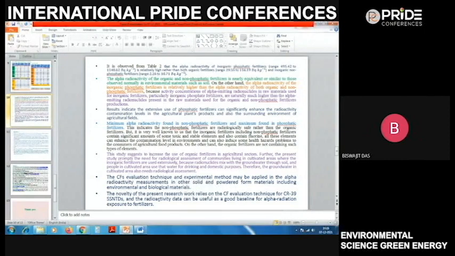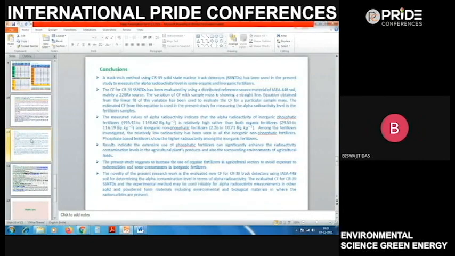The novelty of the present research work relies on the calibration factor evaluation technique, because we are studying the self-absorption effect of alpha particles within the sample material. For CR-39 SSNTDs, the radioactivity data that are given can be useful as a good baseline for alpha radiation exposure from fertilizers. Now lastly, conclusions.